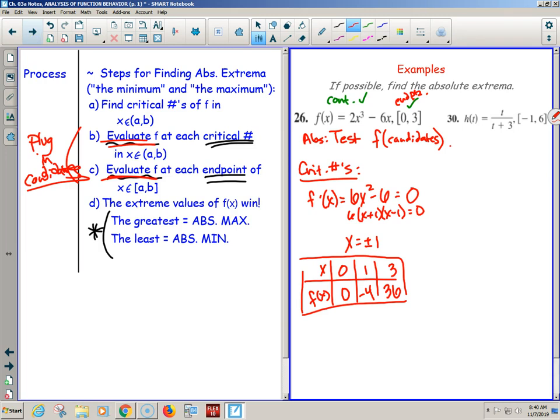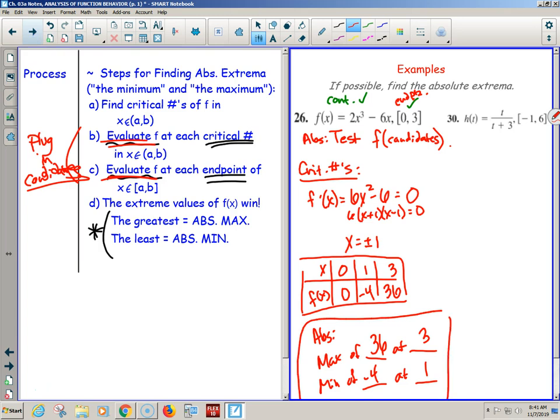All right, so what's my absolute max and at? Oops, I need my blanks. How high does it go and when does it get there? How low does it go and when does it get there? How high does it go? 36. When does it get there? 3. How low does it go? When does it get there? 1. Nice. Oh, that was easy.